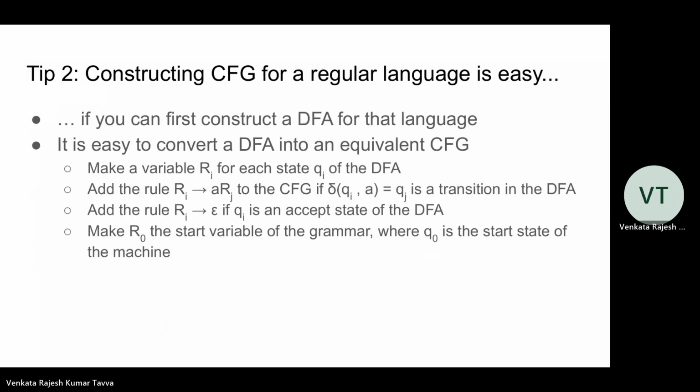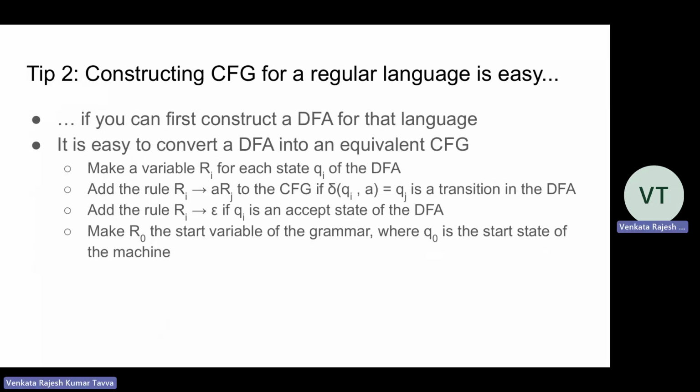Second tip: if you have a regular language, then constructing a CFG for it is much easier. This can in some sense be automated, given that you first build a DFA for it. Suppose a star, b star is a regular language, right? You first build a DFA for that. And once you have the DFA, you can convert it into a grammar mechanically. How? For each state Qi, you add a new variable called Ri. Now you add a rule, Ri goes to a Rj if Qi goes to Qj on a.